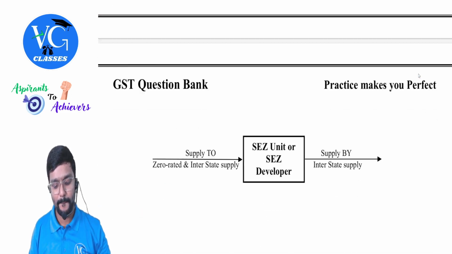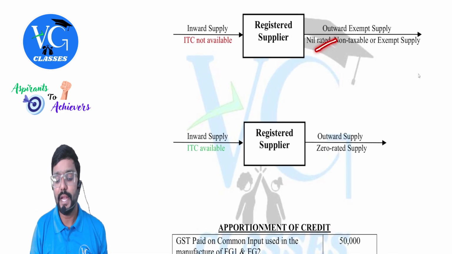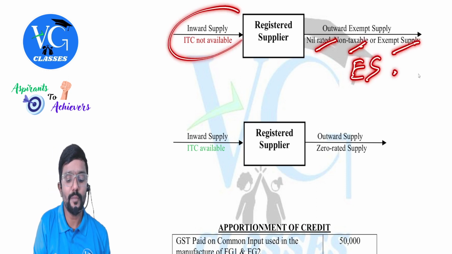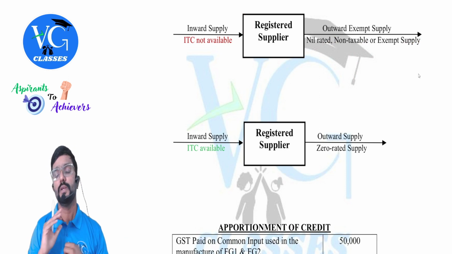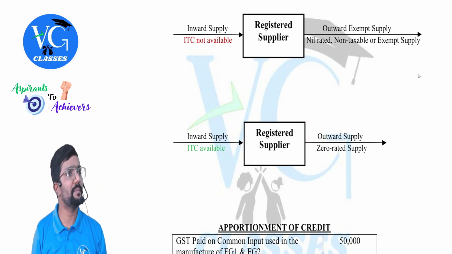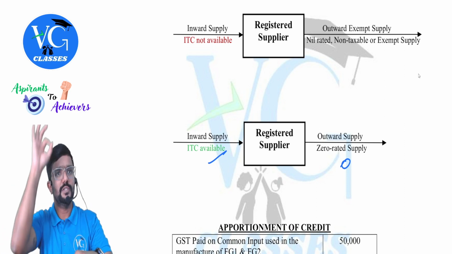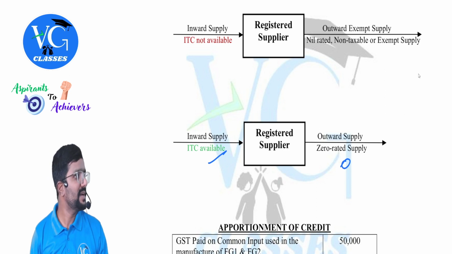Now, this we have seen. If my outward supply is nil rated, non-taxable or exempt supply, in simple, exempt supply, can I claim credit on my inward supply, guys? No. Even though I have paid tax, ITC is not available. Sir, what if my outward supply is zero rated? Can I claim the credit? Yes, we can claim credit. In that case, output tax would be zero. Still, ITC is available, but I cannot utilize it. Assuming I am engaged only in export, with zero output tax, what will I do with my ITC? I can claim a refund of it.